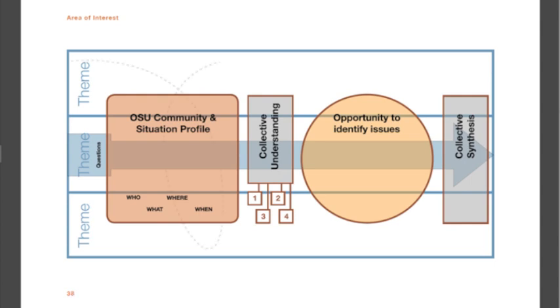Cycle 1 would be the community and situation profile. Cycle 2 would be the collective understanding and the look into the professional world. Cycle 3 would be this opportunity to identify the issues, and cycle 4 would be the collective synthesis at the end. It's important to note, as I was talking about this, that these don't exactly follow along with my research questions. My research questions are more overlapped within this area.